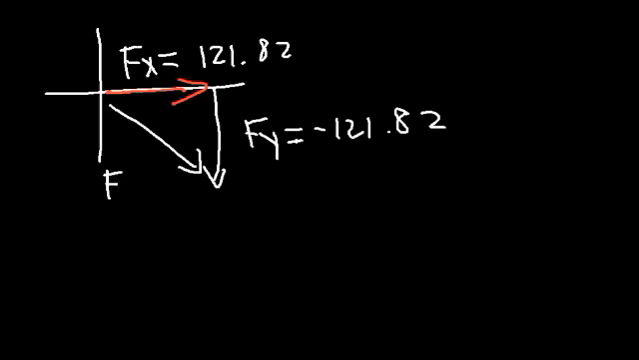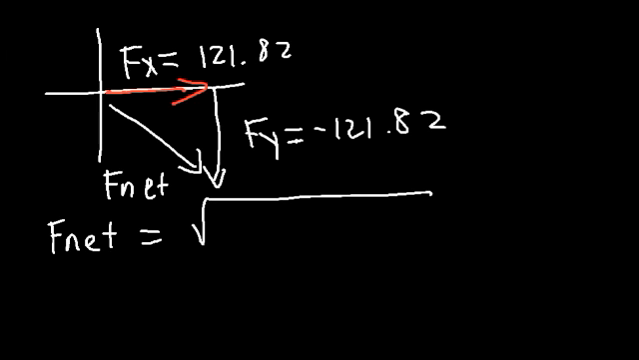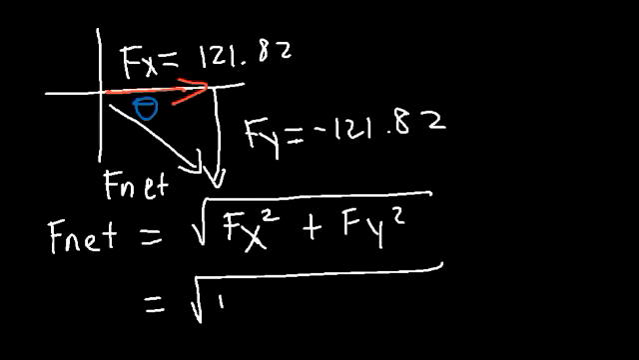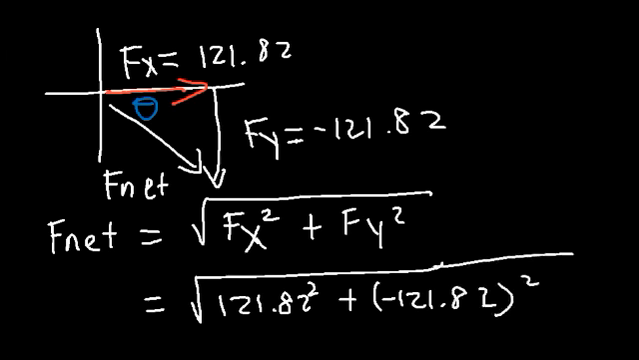So now we can calculate the net force. So the net force is going to be the square root of Fx squared plus Fy squared. And we're going to have to find the angle soon. So the square root of 121.82 squared plus another 121.82 squared. You really don't have to worry about the negative sign. Once you square it, it's going to be positive. So the magnitude of the net force is 172.3 newtons. So that's how you could find the magnitude.